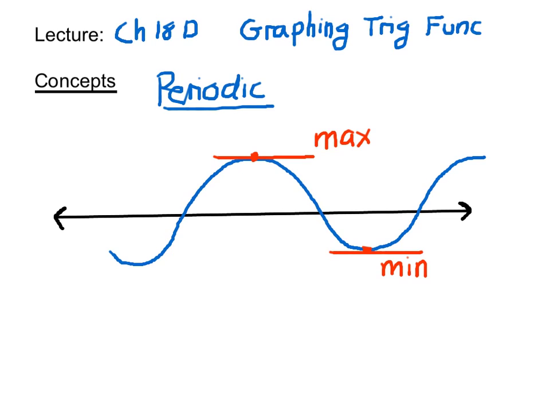So if I was to take the distance from either the max down to the x-axis or the principal axis, or the height from the minimum to the principal axis, they would be the same. And I know they haven't drawn them the same or to scale here. But this value is called the amplitude.